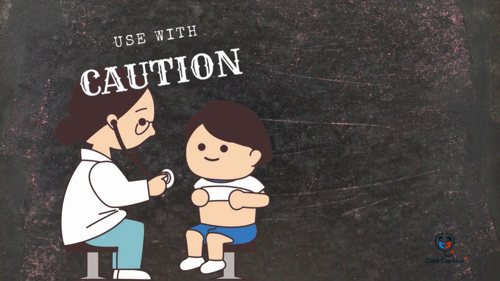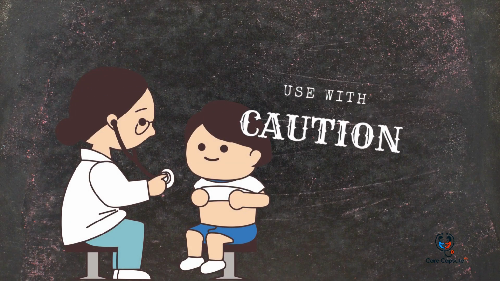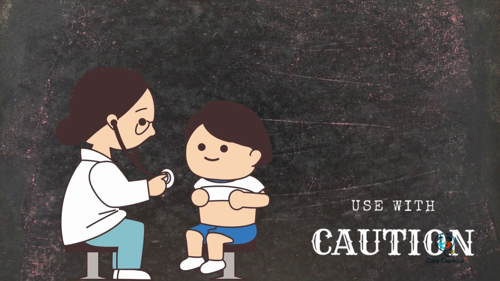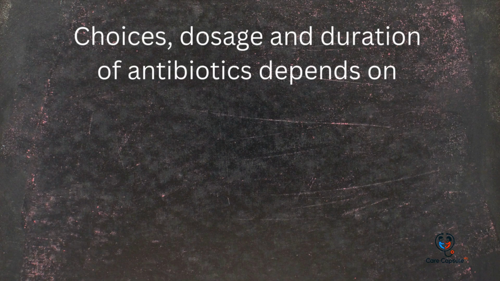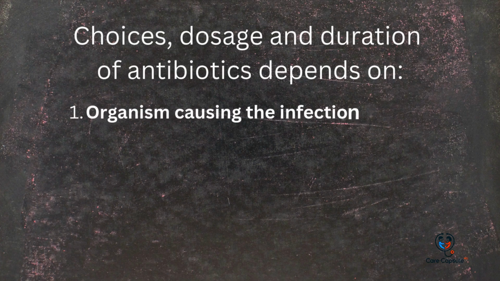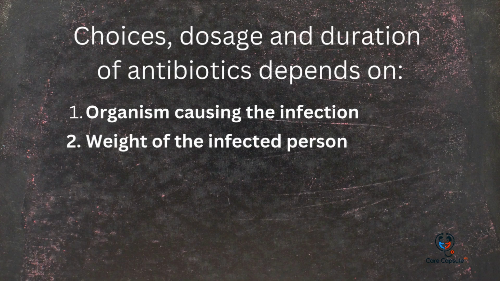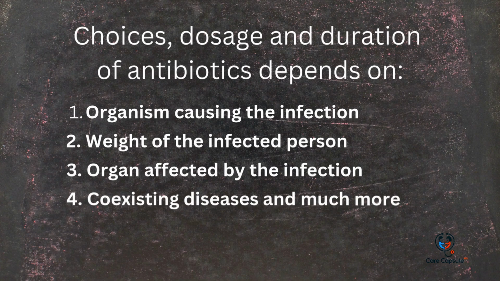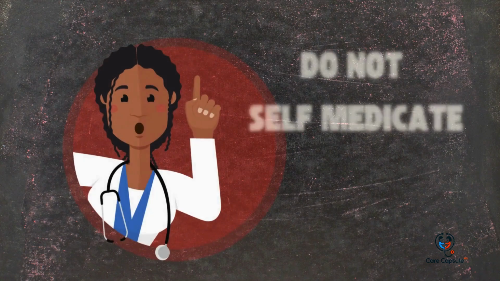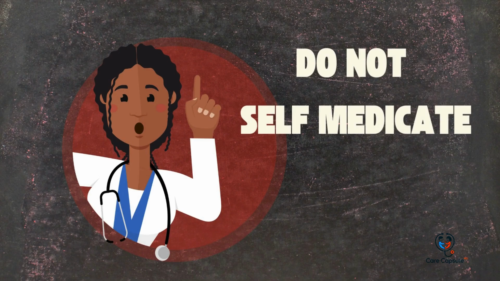Antimicrobials are a group of very sensitive medications which have to be used with caution. The decision whether or not to use antimicrobial agents, the choice of these agents, the doses, and the duration of treatment depend on several factors like the organism causing the infection, weight of the infected person, organ affected by the infection, coexisting diseases, and much more. So, the choice of these agents must be based on the physician's discretion after proper evaluation only.